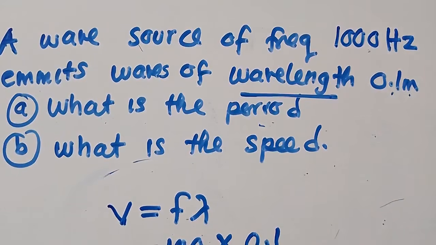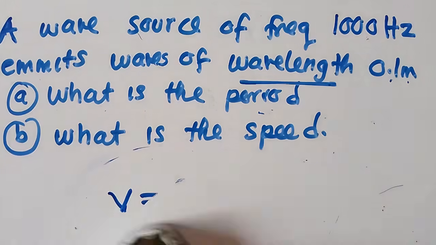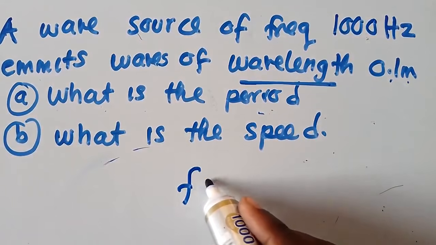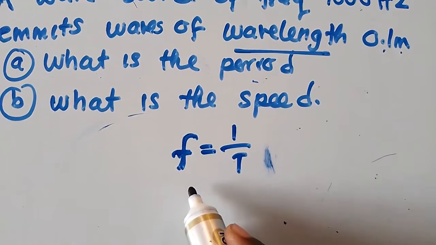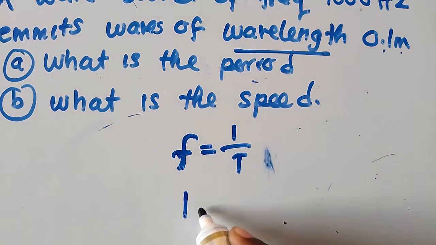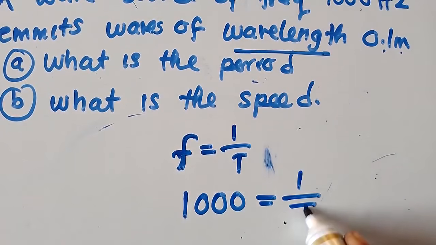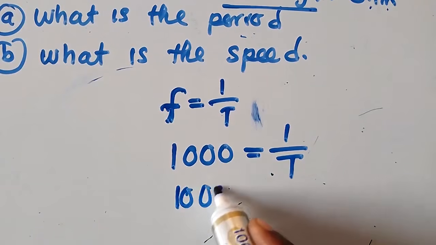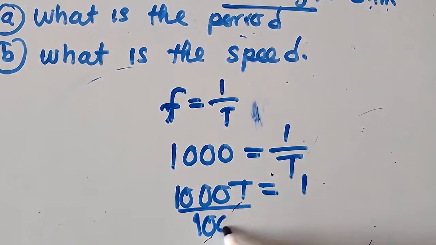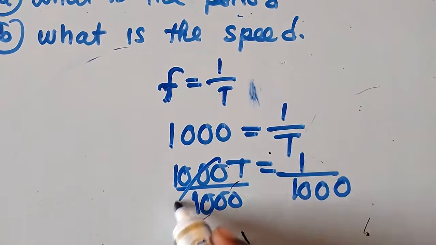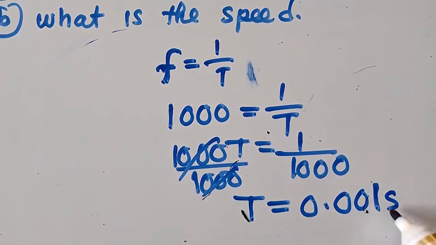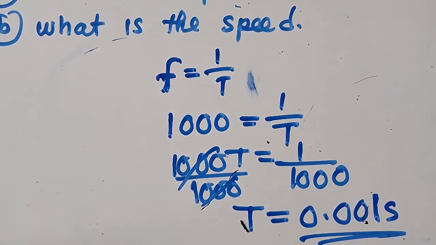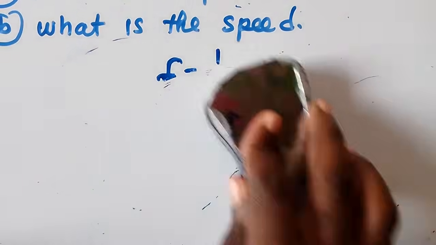Which means that for the first question, frequency was equal to 1 over period, and our frequency was 1000. So we say 1000 is equal to 1 over T, so this would be 1000T, which is equal to 1. Then we divide both sides by 1000. This cancels, and the answer that we form is 0.001 seconds. So I made a mistake on this. It was supposed to be 1000. This is your answer on that. That's how you're supposed to do it.